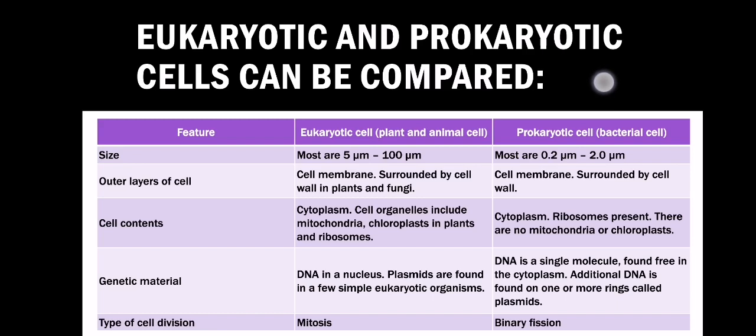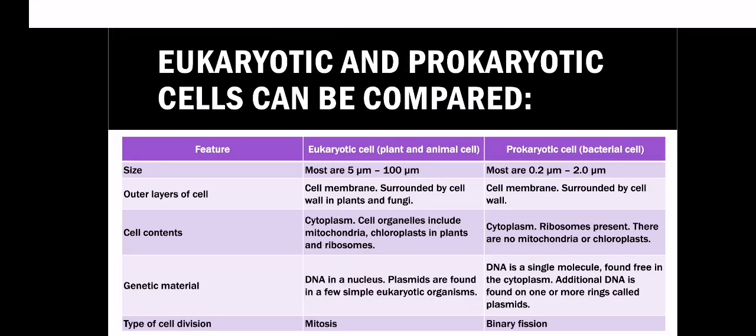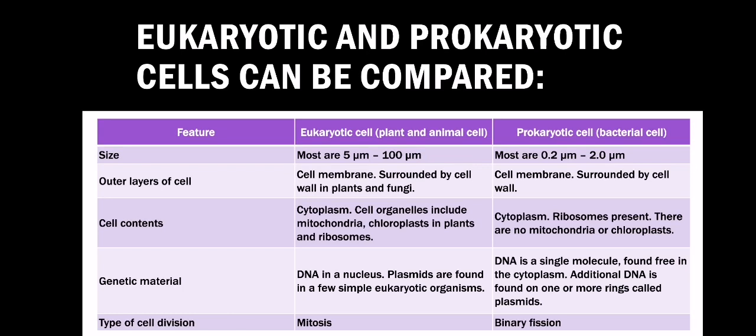Genetic material: in eukaryotic cells, DNA is in a nucleus. Plasmids are found in a few simple eukaryotic organisms. For the prokaryotic, you can write that DNA is a single molecule found free in the cytoplasm, or additional DNA is found on one or more rings called plasmids. Now types of cell division: mitosis is for the eukaryotic cell, and for the prokaryotic cells it is binary fission.